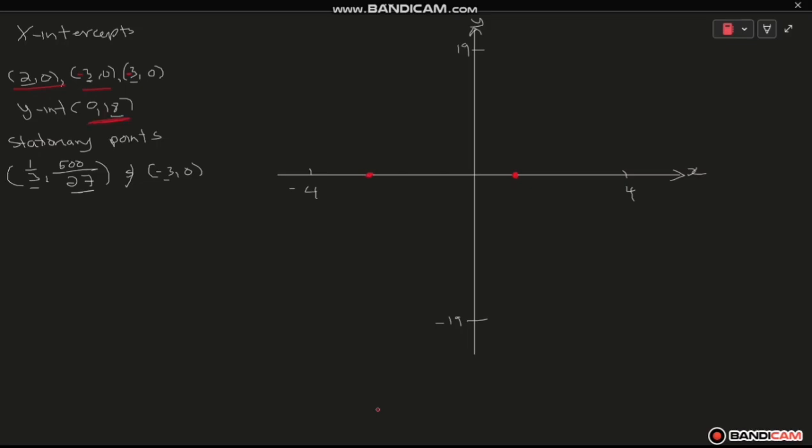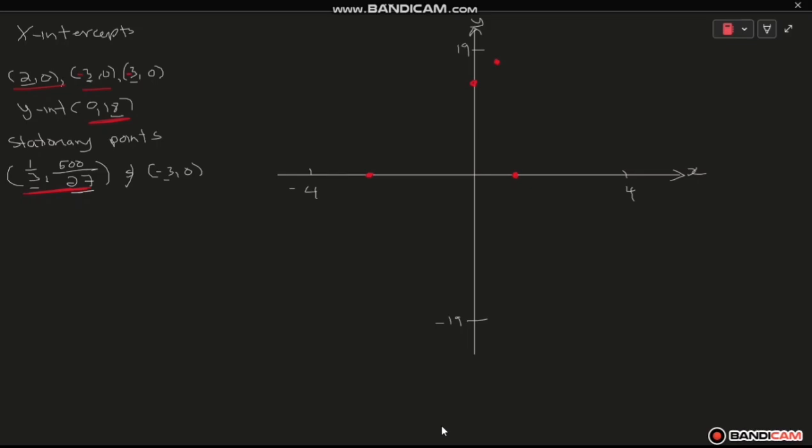We have 0 and 18. 0 and 18 is somewhere here below 19. Then we have 1 over 3 is to 18.5. So it is somewhere here. All right. Then we have negative 3 and 0. We actually plotted it. So let's try to join these lines.